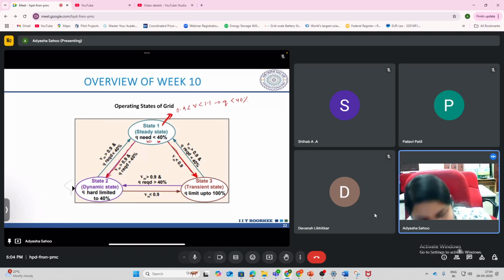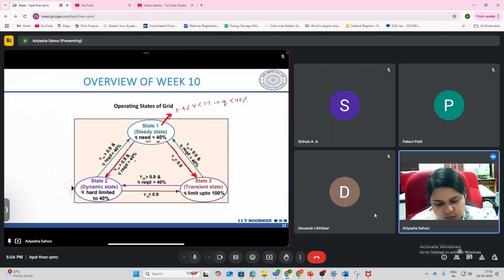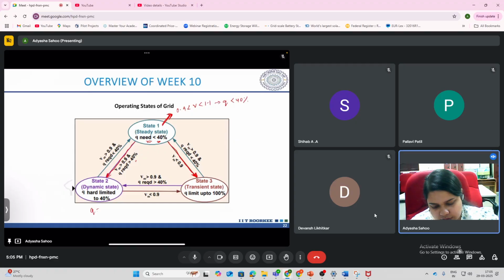Now, if your voltage is greater than 0.9 and the Q required is greater than 40%, then you move to the dynamic state. To improve the voltage in the dynamic state, the Q is fixed at 40%. But if your voltage is less than 0.9, which is your threshold, it means the system is in the unstable or transient state. So you need to give full support. That's why Q is 100% when the voltage falls below 0.9.